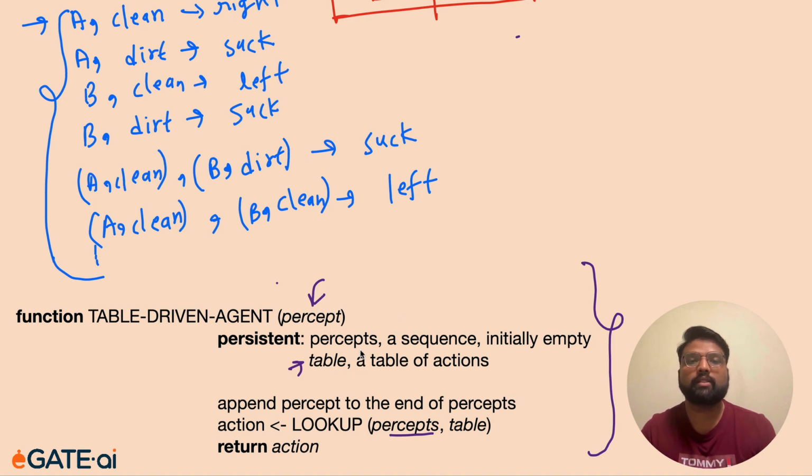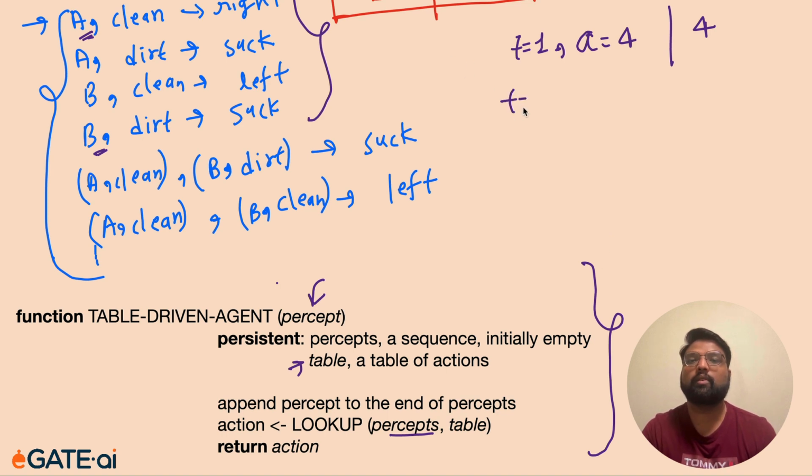Let's try to understand how big this table would be. For just one percept, the agent initially can be either in block A or block B, and if it is in block A, it can be clean or dirty, and similarly for block B. So there are 4 possible percepts for just one step, so there would be 4 entries for one percept sequence.